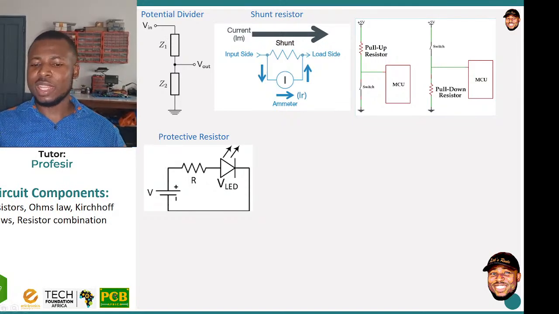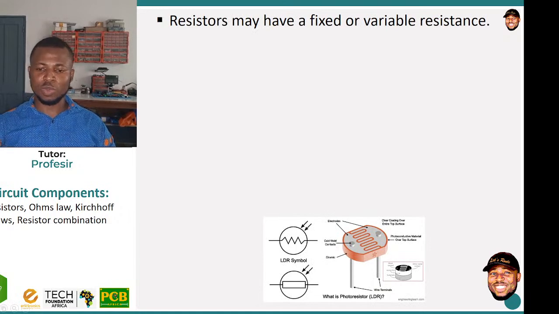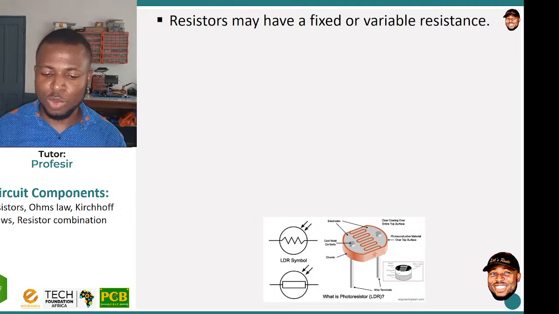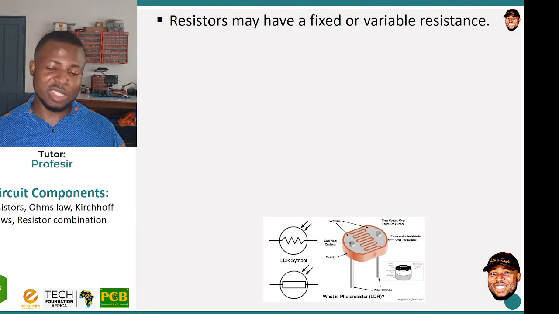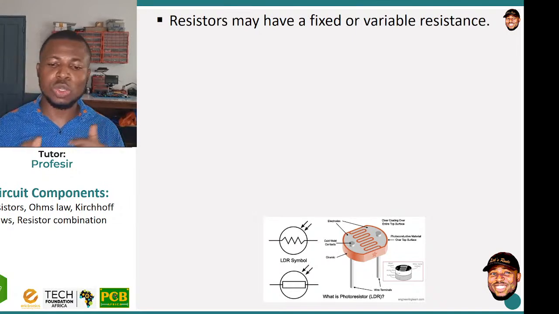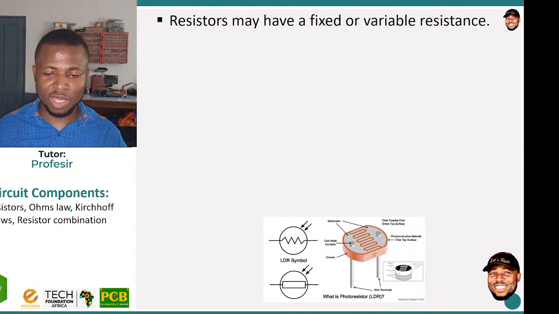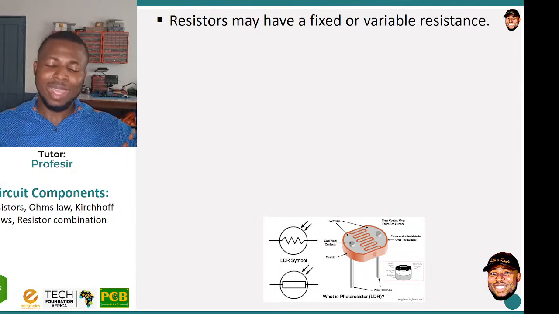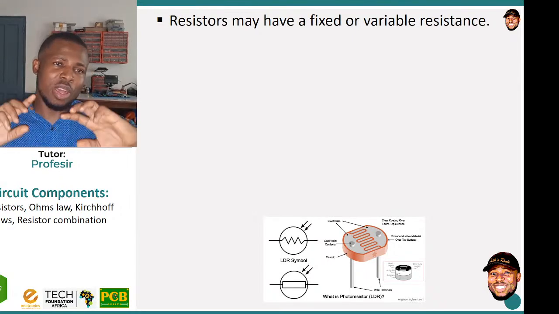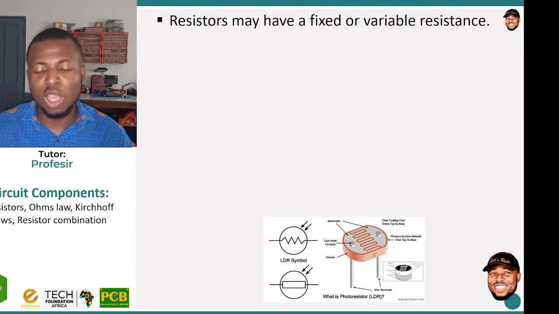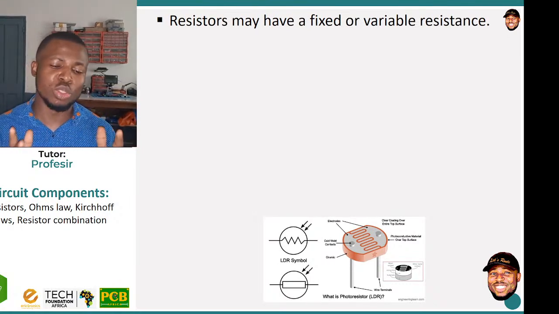Okay. All right. Now, the next thing I want us to look at is that yesterday when we talked about capacitors, we realized that capacitors could have a fixed value or a variable value, right? Now, the same thing applies to resistors. Resistors could actually have a fixed value. So for instance, there could be a resistor that is rated 10K, 100K, 1 meg, and so on. And this value, in normal circumstances, let me put it that way, would remain the same. It won't change. Is that okay?